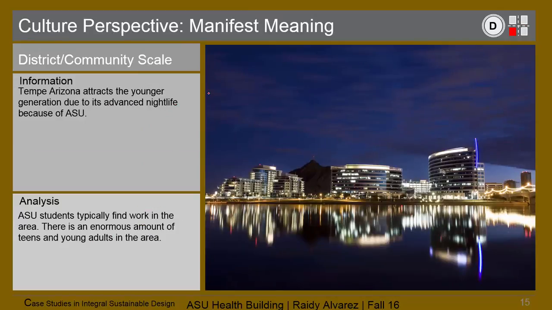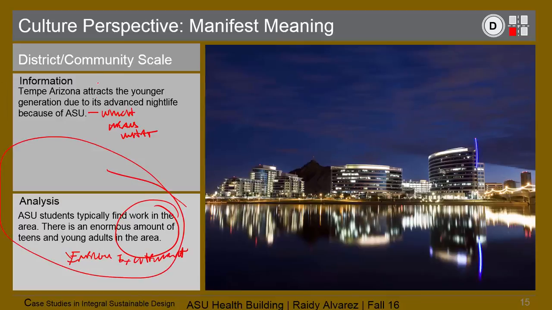Tempe attracts a younger generation to its advanced nightlife because of ASU, which means what? You've got to go a little deeper. Well, here you can do that. There's an enormous amount of teens and young adults. So is there energy? What's the culture? Is it excitement? Is it just a bunch of beer drinkers? Just because you say that doesn't necessarily mean anything. Is it an intellectual culture? Is it big for the arts?